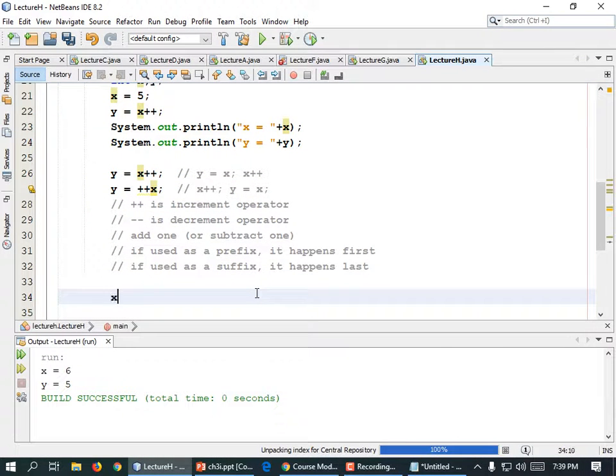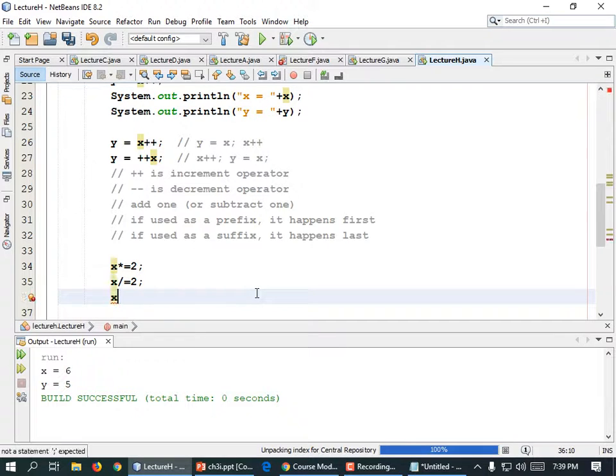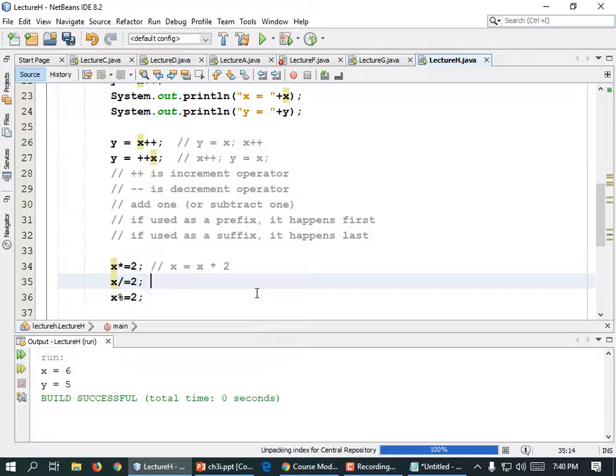So x *= 2. x /= 2, right? x %= 2. Take the modulus, divide it by 2, and take the remainder, right? So this is the same as x = x * 2. That's the same as x = x / 2. And this is the same as x = x % 2. And I guess I forgot the plus sign. x += 2 is the same as x = x + 2.